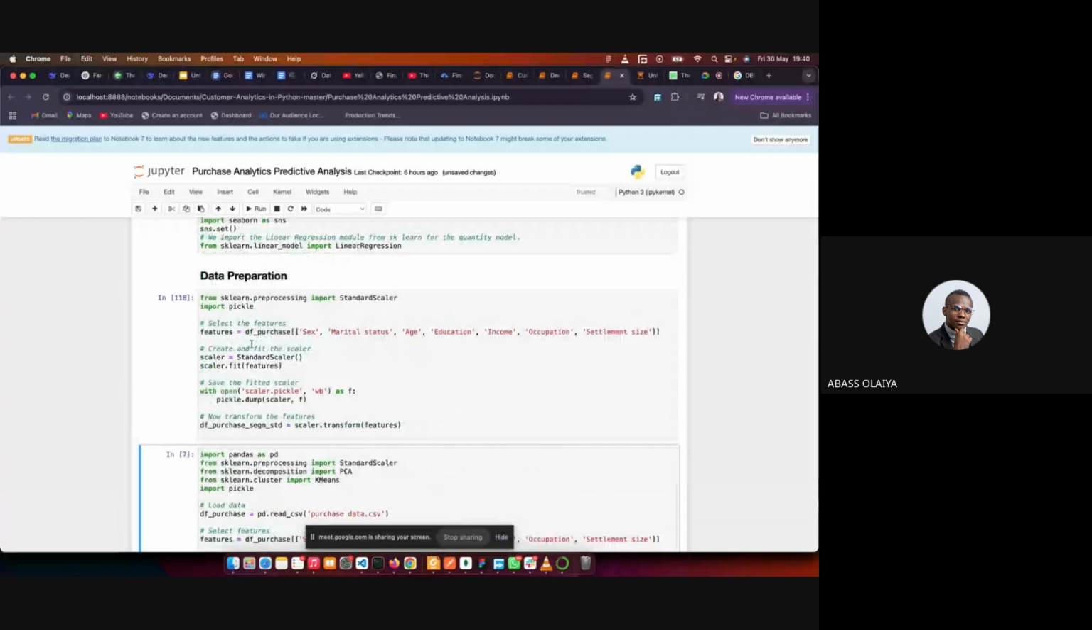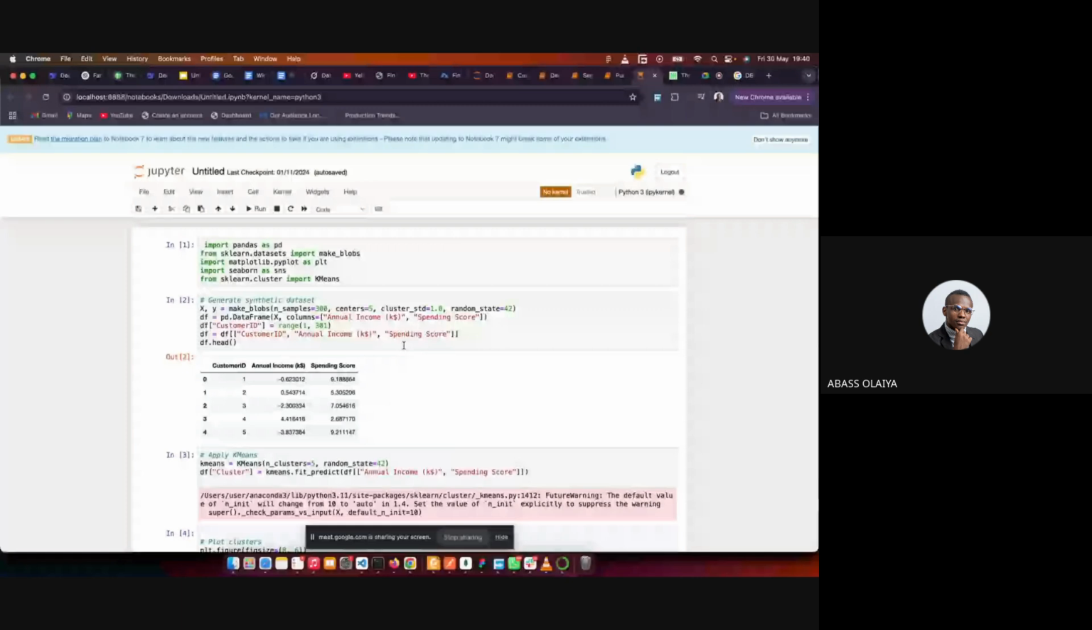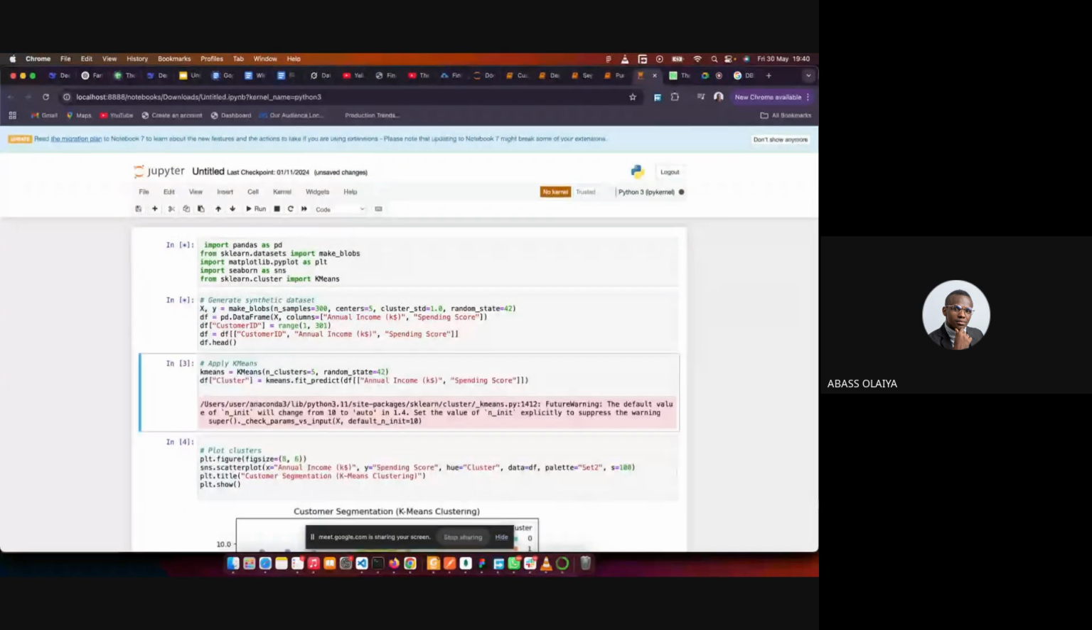So our features are sex, marital status, age, education, income, occupation, settlement size. Sorry, I prepared this notebook for people that don't have access to the data set. You can easily get data sets online, but in case you don't have access, you can generate a data set randomly yourself. That's what I did here. This is the range I'm generating data from, 1 to 300. So in case you need to generate data, there's a way to do it yourself.